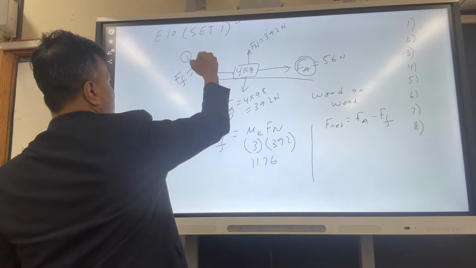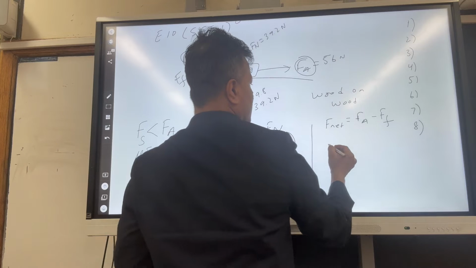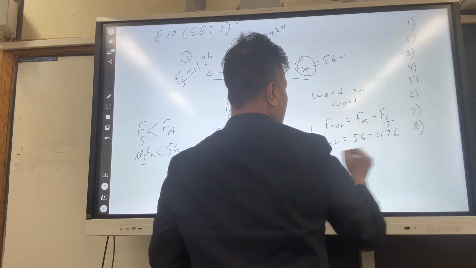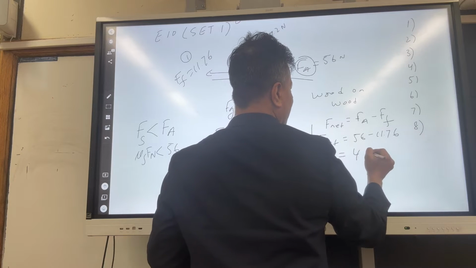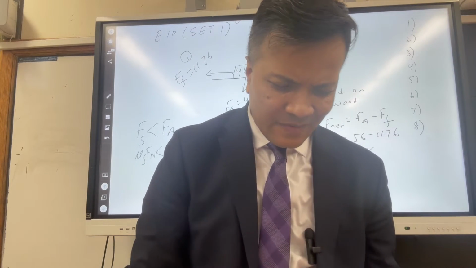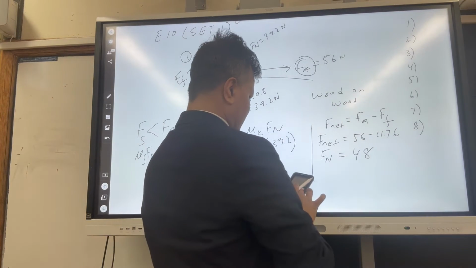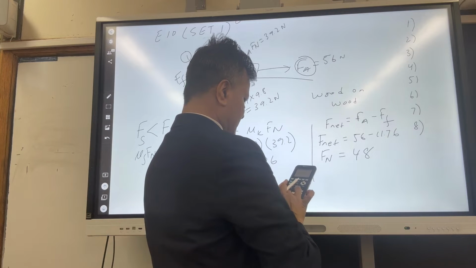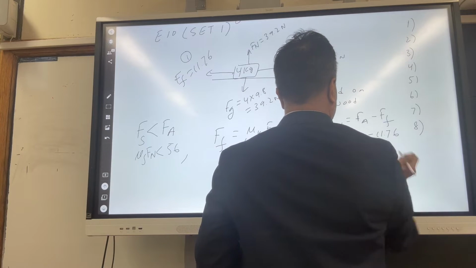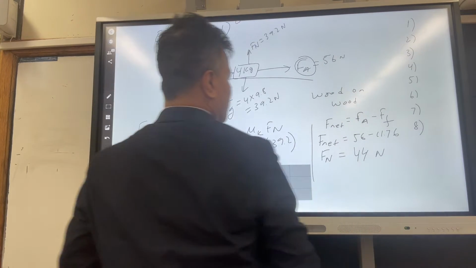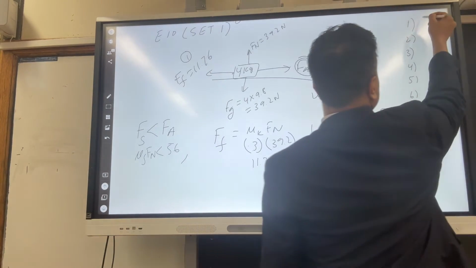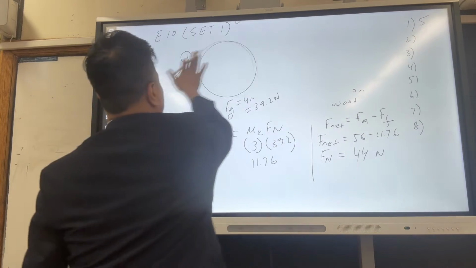So F net is equal to Fa minus FF. FF is 11.76, so F net is 56 minus 11.76. F net is, I believe, 48. All right, so problem 1 is, I believe, this is 44. 56 minus 11.76 is 44 Newton. Okay, so now problem number 2. That would be 1, 2, 3, 4, 5. So this is 5. Okay, now let's go over problem 2.